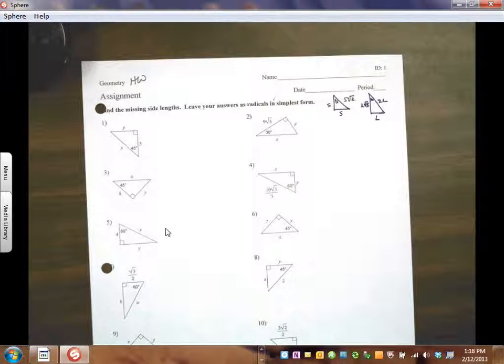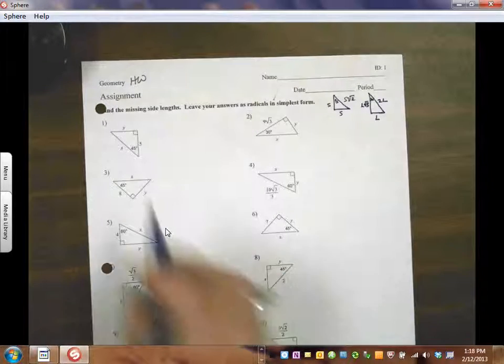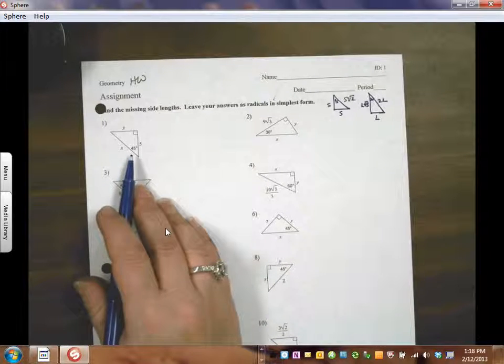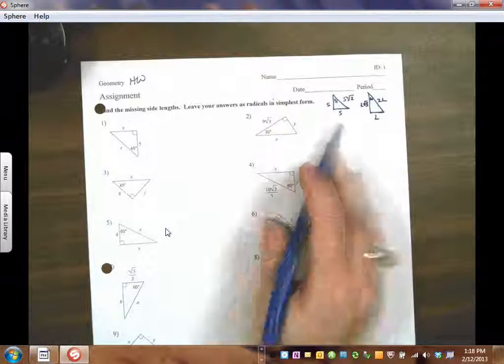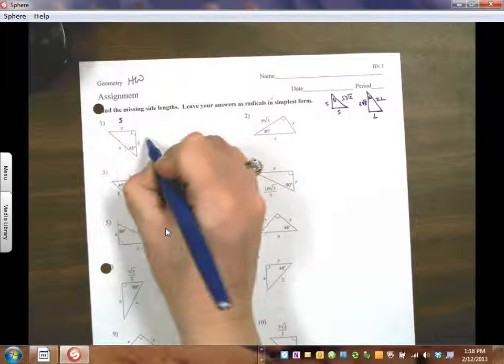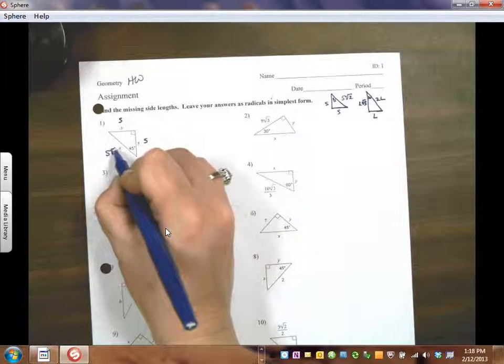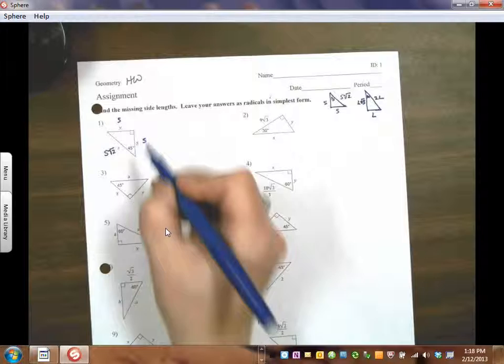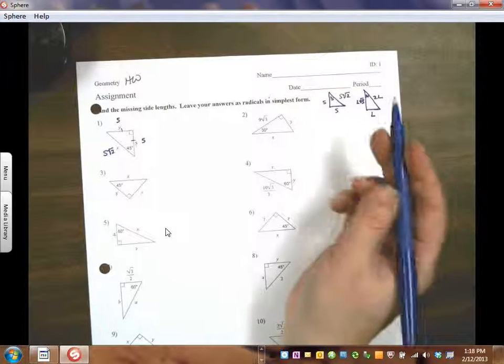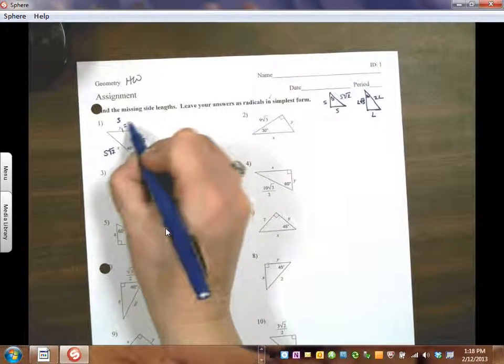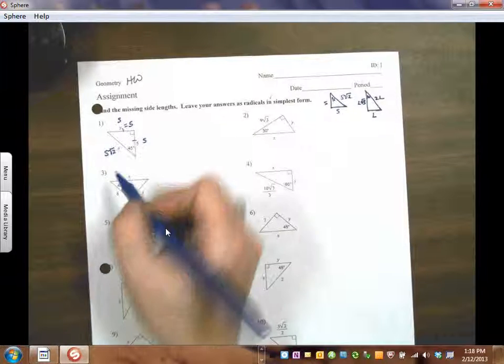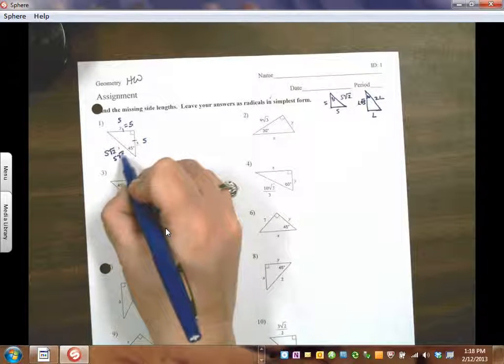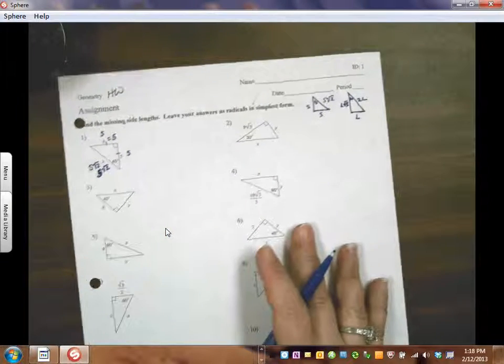So first of all, when I look at this number 1, I notice it's a 45, 45, 90 triangle. Come over, look at your template. Remember what it is. S, S, S root 2. Just so we know these guys are the same. They're S's. So what is Y? Y equals 5. And this side is 5 times root 2. Okay? Now let's look over here at number 2.